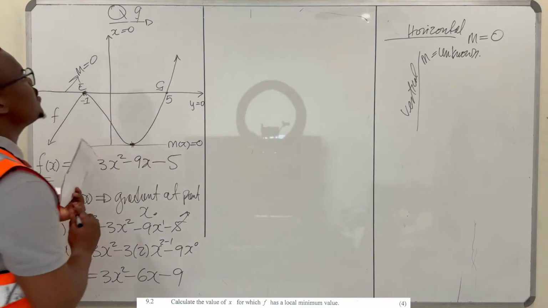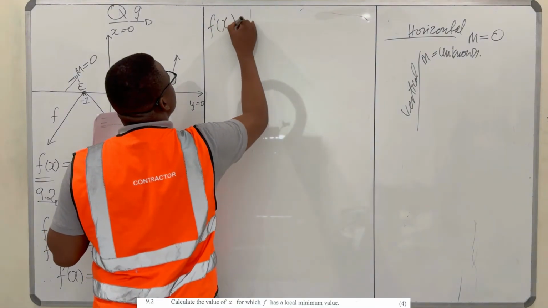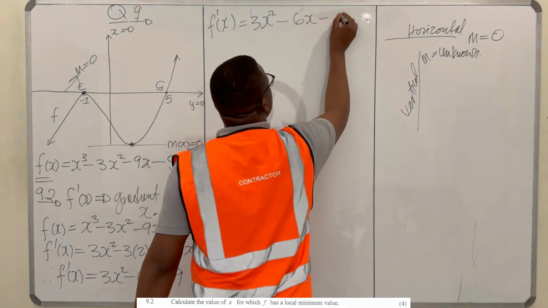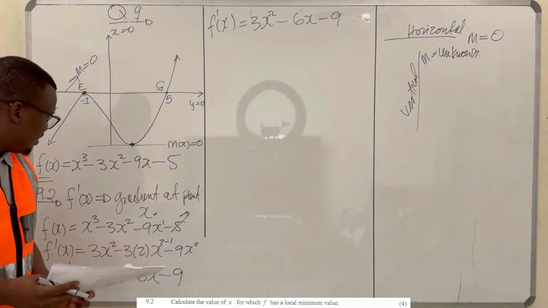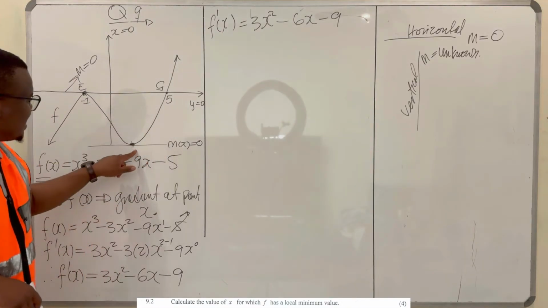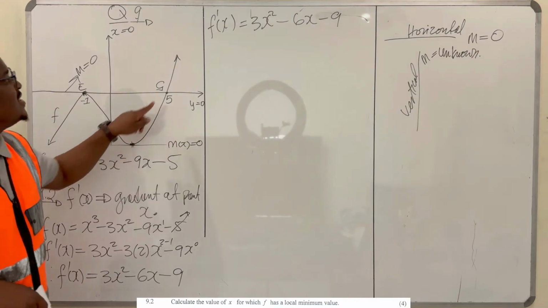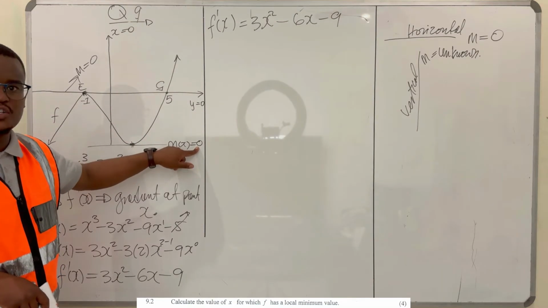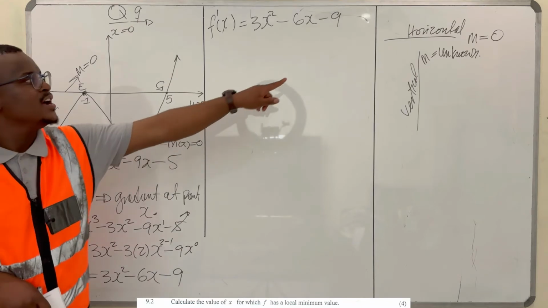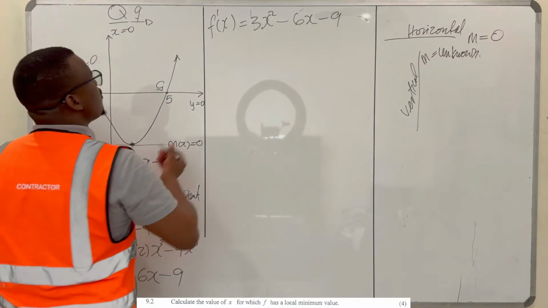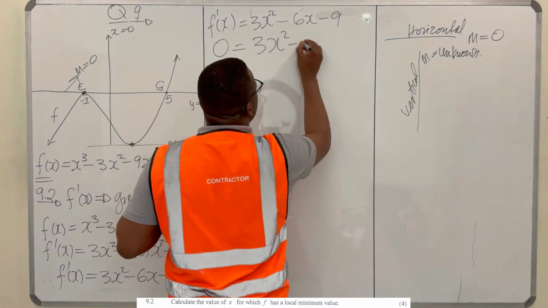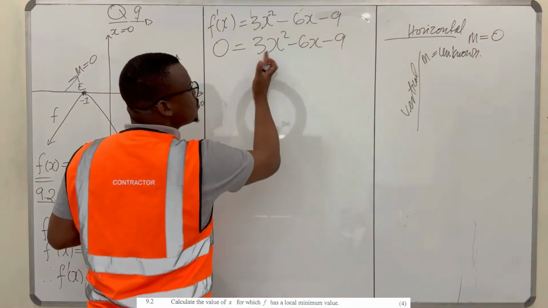So let's do that and say, okay, f prime at x is equal to 3x squared minus 6x minus 9. We know that this is a gradient at a point, and at our point where we want the x value, the gradient is what? It is 0, because the tangent that you can draw at a turning point will be a horizontal tangent. So if it's horizontal, this gradient will be 0. So we put 0 here. The gradient at the turning point is equal to 3x squared minus 6x minus 9. Then you solve for x here.